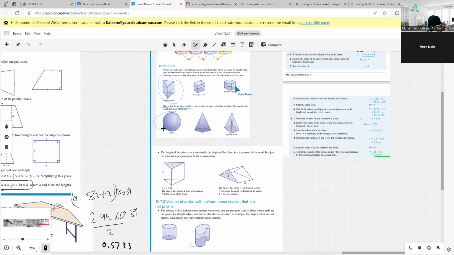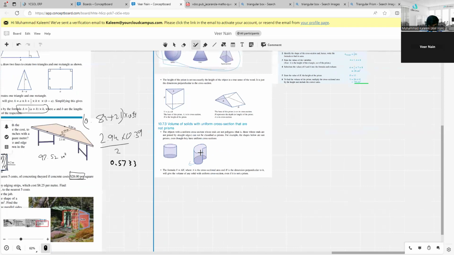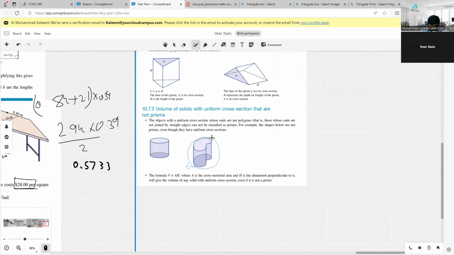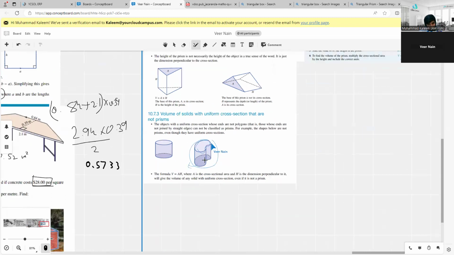Okay. So they are saying that we are not talking about the volume of these ones because these are not prisms. Why are these not prisms? Because they don't have the same cross sectional area at any point. Even if this one is an irregular shape, it is a prism because it gets pushed down from the shape. Yes, exactly. So it has the same cross sectional area at any point. You can see it has the same cross sectional area at the top and at the bottom. It has the same shape, like a cylinder. So this one is a prism.